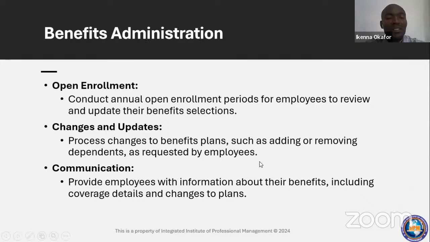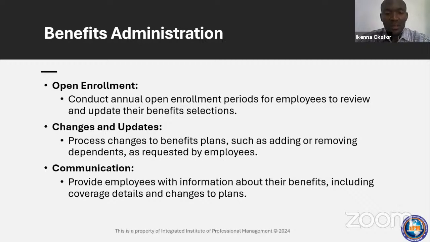Welcome, Mr. Damilola. Benefit administration. Open enrollment. Conduct an annual open enrollment period for employees to review and update their benefit selection. This might not necessarily mean their salaries, but benefits, not their compensation. So if someone is on a particular HMO and wants to upgrade to a bigger HMO or come down to a lower one, you should have that window.